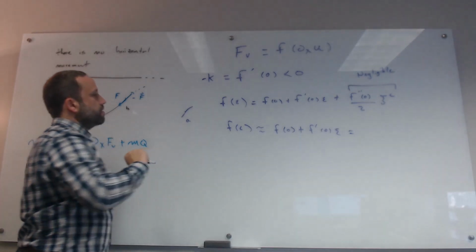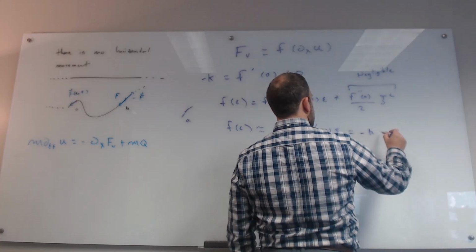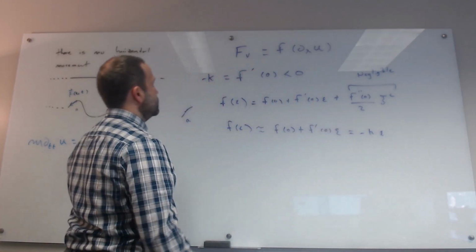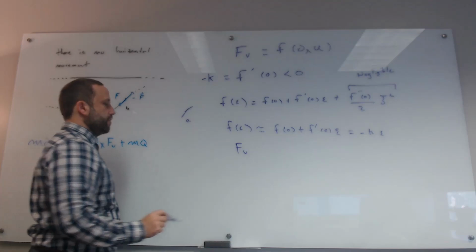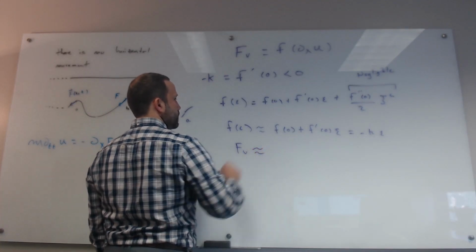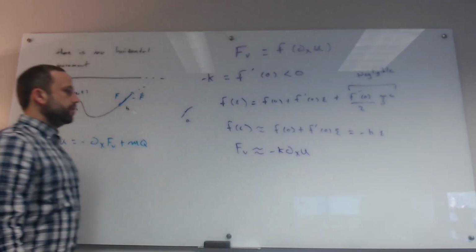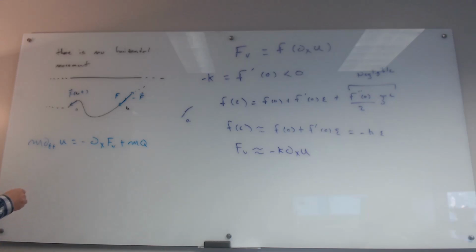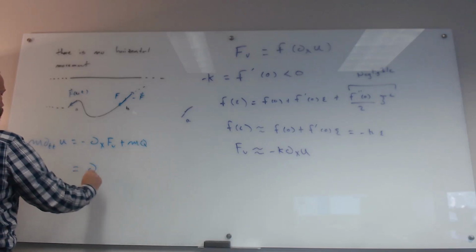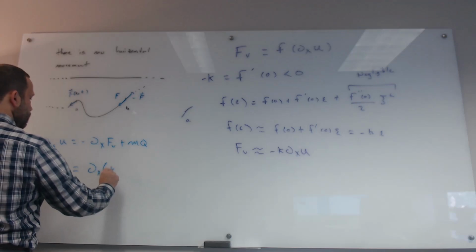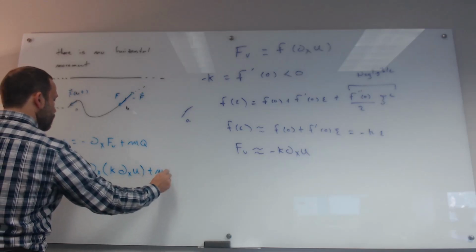Sorry, I should have put a minus there, if I want k to be positive. So this is equal to minus k times epsilon. What does this tell me? It tells me that the vertical component of f is roughly equal to minus k times the x derivative of u. Now what I have over here, I've got two minus signs that cancel. I'm going to have the x derivative of k times the x derivative of u plus nq.